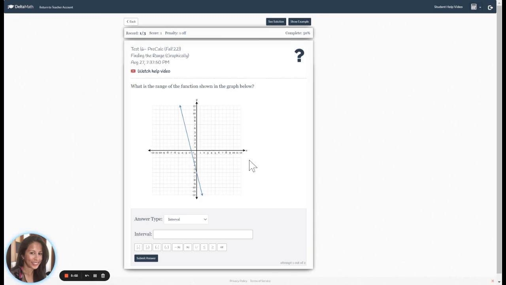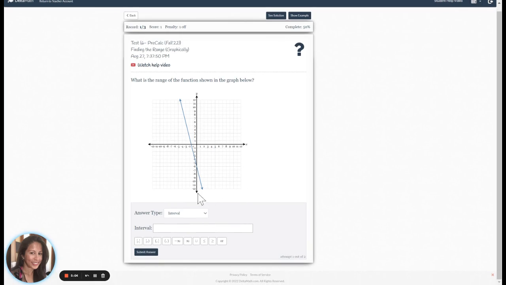Range is the same thought process, but now what you're doing is you're reading your y values from bottom to top. So what I need you to do is completely ignore this x-axis now. All I want you doing is focusing on this y-axis from bottom to top. So what y values are being used to graph this linear function? Notice this linear function is continuous. If I traced it with my hand, it would never lift up off the screen. So therefore, I'm going to have only one interval.